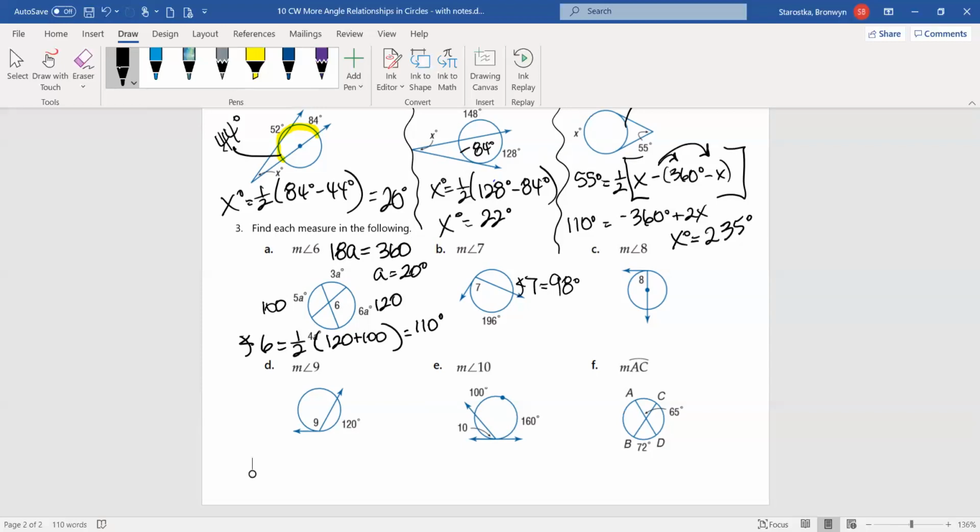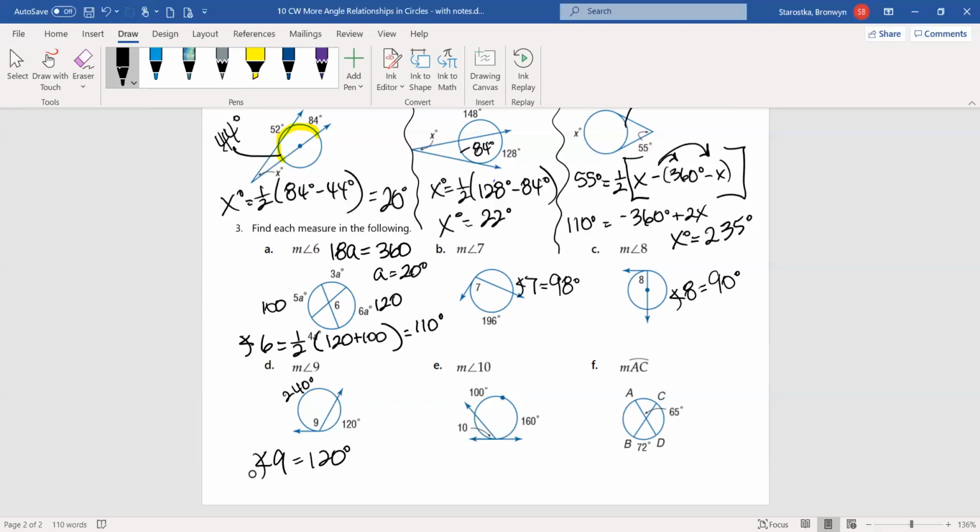And look at that, angle 8. When you have a diameter to a tangent, angle 8 equals 90 degrees. For problem D, 120 for one arc, 240 for the other arc, half of 240, angle 9 is 120 degrees.